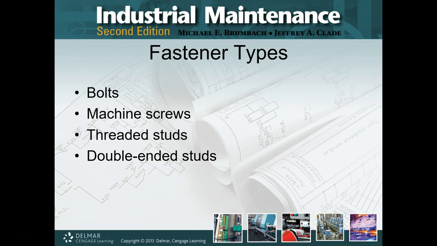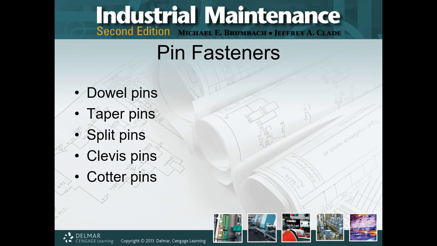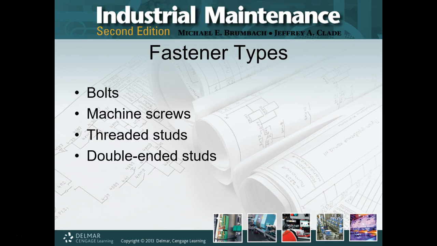So fastener types, what do we got? Well, for threaded stuff, we've got bolts, machine screws, threaded studs, and double-ended studs. Let's get to the most numerous right off the bat. Bolts come in a huge array of sizes and thread pitches. Machine screws are the same way. There's new ones always being designed and developed. They're all over the place.